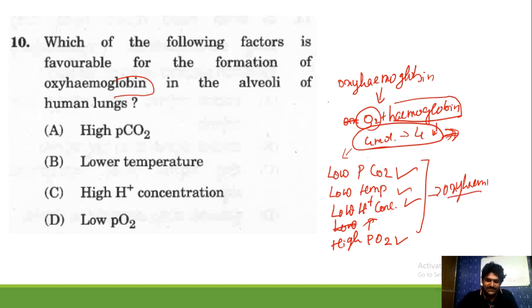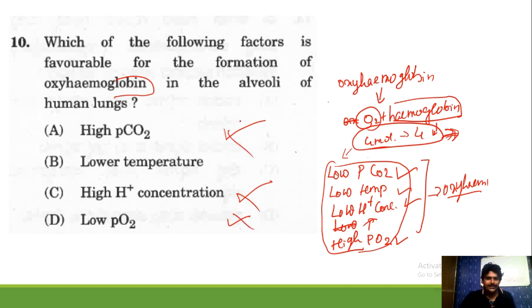Okay, fine. Now we have learned which factors are important for this. Now we are going to eliminate the options. So high PO2, no, it is wrong. High concentration of H plus ions, no. Low pressure of oxygen, no. So these are all wrong ones. In the following option, low temperature is the right answer. Only one factor has been given, which is right here.